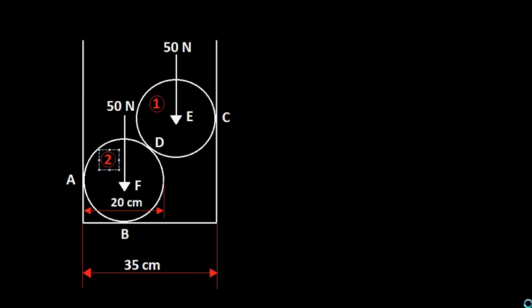Another worked example for forces and reactions here. So you have two spherical balls supported in a tubular frame here of 35 centimeter diameter. The balls are 20 centimeter diameter each and 50 Newton weight.